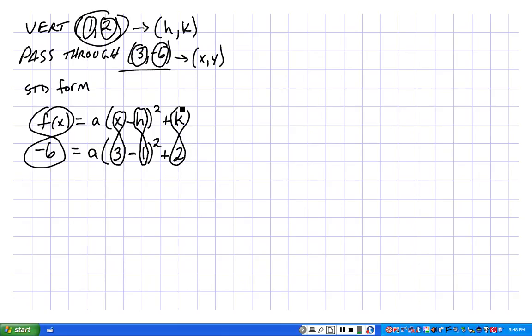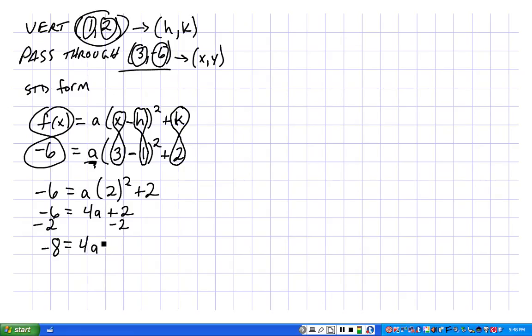So we see that we were provided everything except for a in this problem. So we have -6 = a(3 - 1)^2 + 2. We're going to solve for a. 3 minus 1 is 2, and 2 squared is 4, so that's 4a + 2. Subtract 2 from both sides: -8 = 4a. Divide by 4. a = -2.